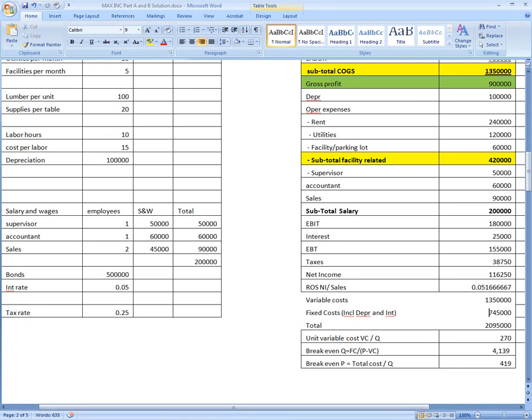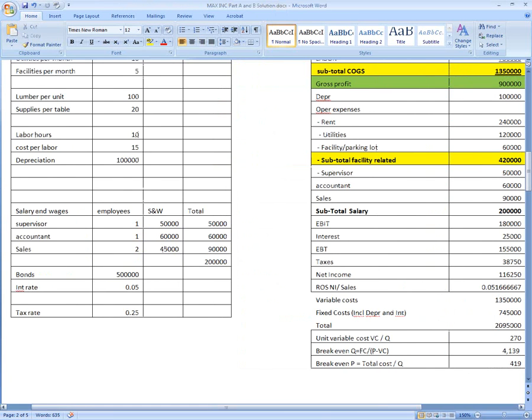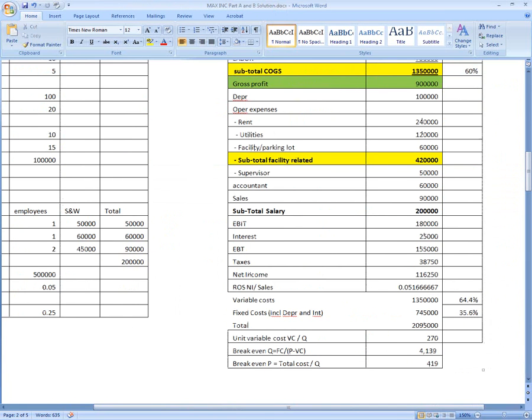$745,000. Okay, and so total cost would include a variable cost and a fixed cost, and fixed costs are, as described before, in this example the depreciation, the facility related, the salary, and the interest. If I add both the variable and the fixed cost, I will get this information. So this is nice, handy information to have. We can see over here that for our business, 64.4% of the cost is variable, and the rest is fixed.